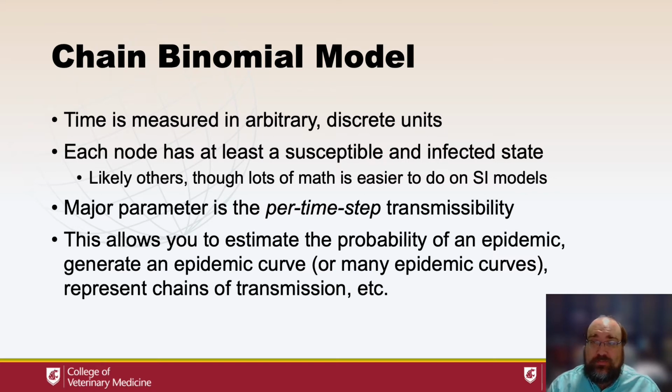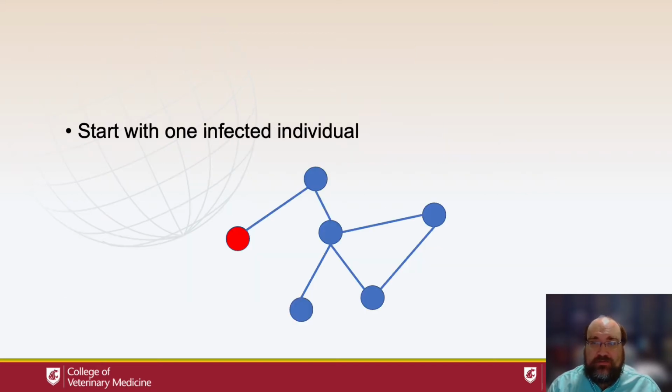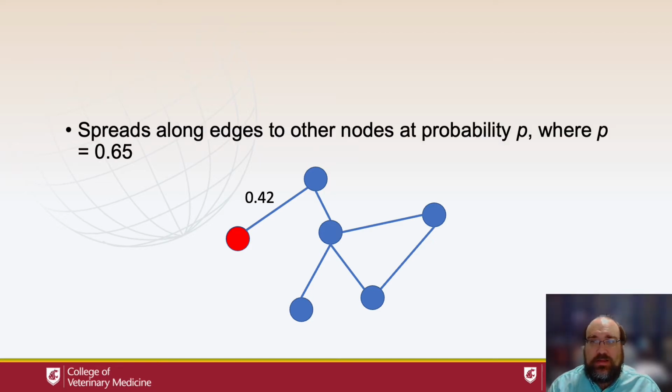If we think about a very simple representation of this, we can start with one infected individual in this very small network. And we can say that this spreads along edges to other nodes at a probability p, where p is 0.65. So essentially, if I roll a dice or generate a random number between 0 and 1, and I get less than 0.65, you get infected. Now, this is a very, very high probability of transmission because I want to get most of this network infected, even in this very simple toy example.